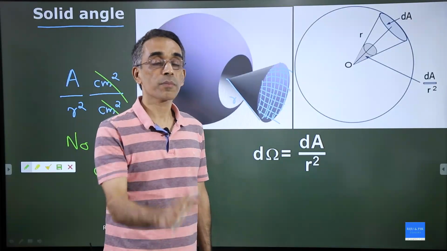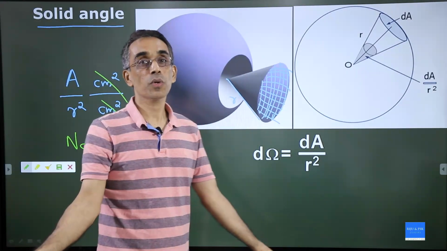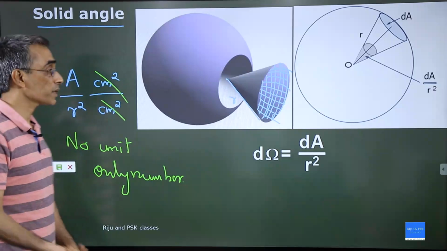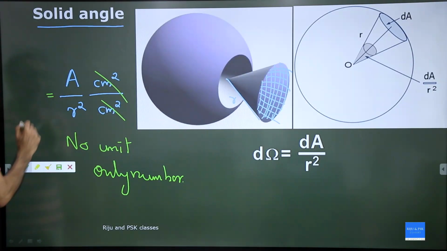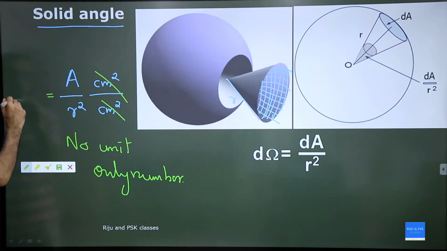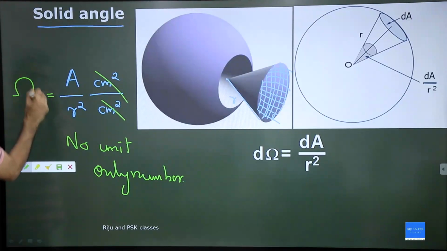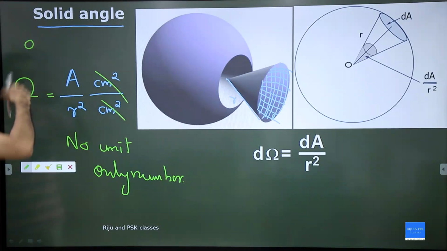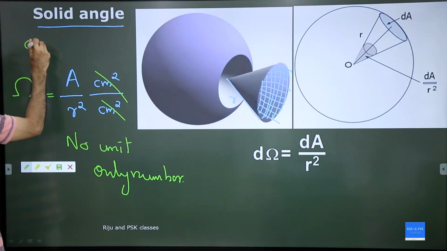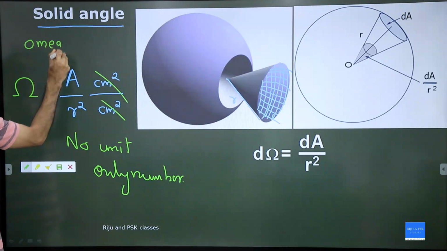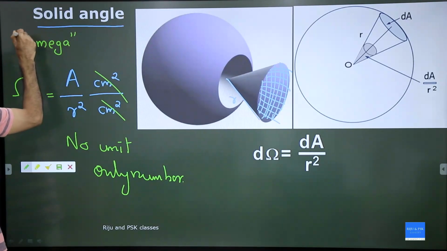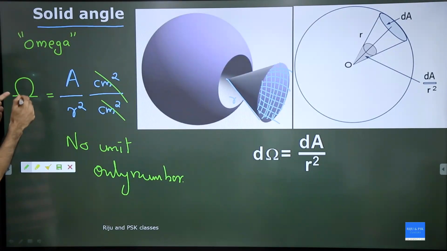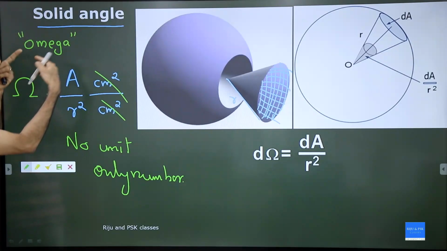Connect this to plane angle. Plane angle was also a ratio. No unit, only number. This is also like that. This ratio is what we call the solid angle. You are familiar with this notation. This is not ohm. Ohm is the name of that one in electricity. This is actually the Greek letter omega. Omega is solid angle. Solid angle is A by R square.